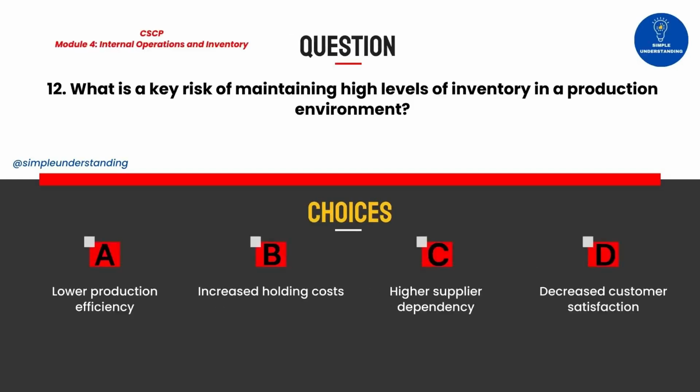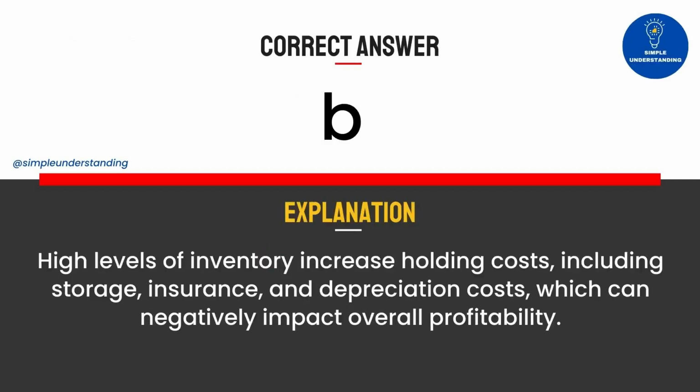12. What is a key risk of maintaining high levels of inventory in a production environment? A. Lower production efficiency. B. Increased holding costs. C. Higher supplier dependency. D. Decreased customer satisfaction. Correct answer B. Explanation: High levels of inventory increase holding costs, including storage, insurance, and depreciation costs, which can negatively impact overall profitability.